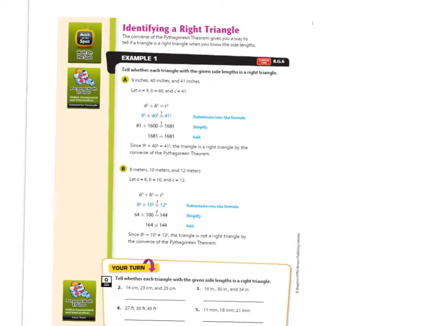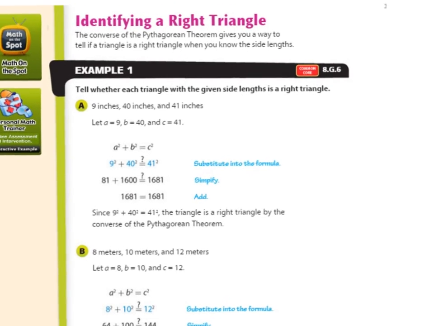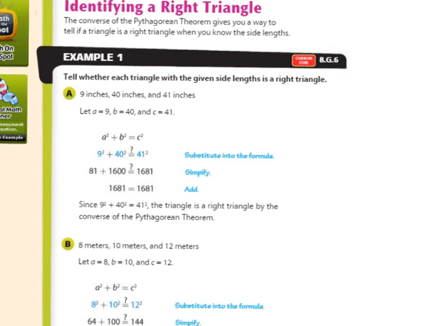All right, so we're going to identify a right triangle. This is kind of similar to what we did in class today with our activities. We are going to be given side lengths, and we are going to plug them into our Pythagorean theorem and determine if it's a right triangle. If the statement is true, they are a right triangle, right? If a squared plus b squared does in fact equal c squared, it is a right triangle. So let's walk through these steps here real quick.